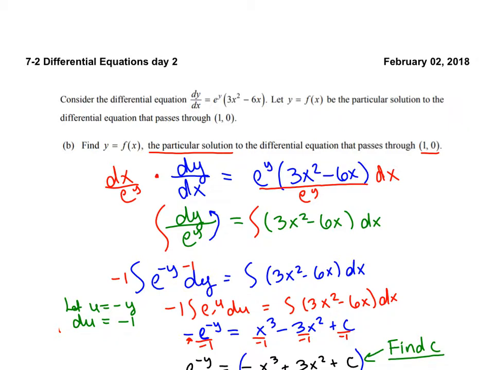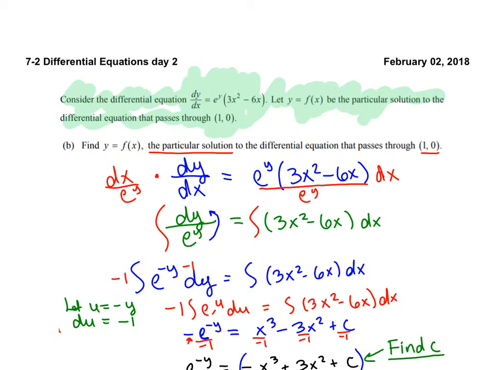Alrighty, so let's do this one. Consider the differential equation. Let y equal f of x be the particular solution to a differential equation that passes through (1, 0). So we're probably going to look for this particular solution. When you do these differential equations, a lot of equations could work, but when you have a particular solution, it's one with this sample point, because you end up with that c when you do the integral on both sides. So you're finding a particular equation that works for this.